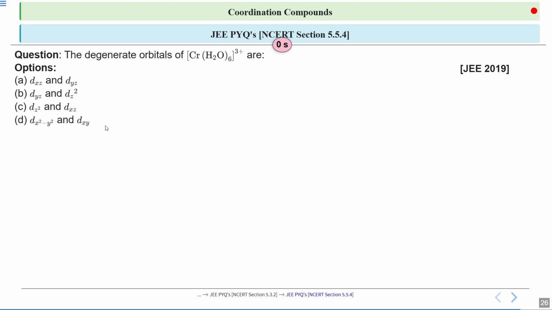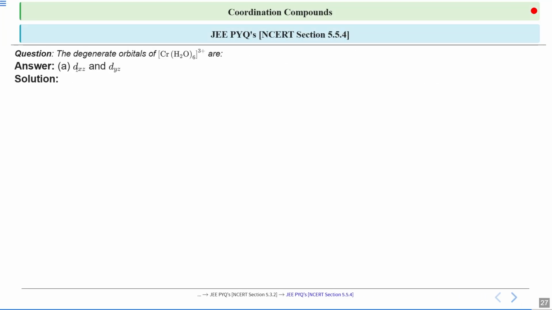Okay, let's see. For this question, the correct answer is option A, dxz and dyz. This complex, that is [Cr(H2O)6]3+, is an octahedral complex. So we have to consider the degenerate orbitals of an octahedral complex.